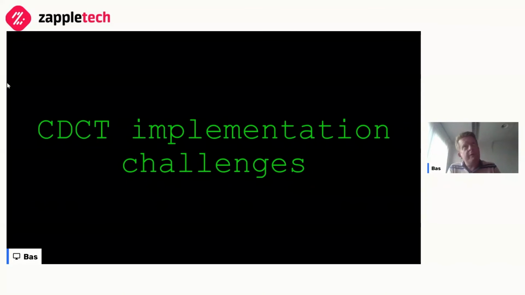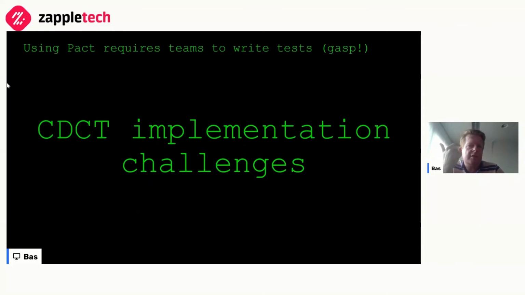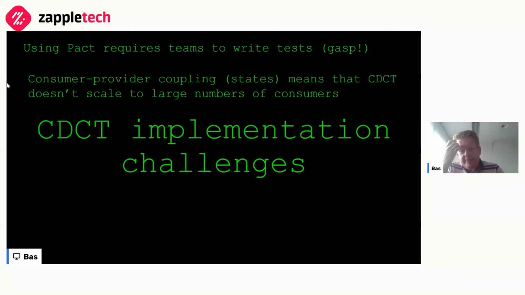But what I've shown you just now is not the traditional way, but the consumer-driven way of doing contract testing. But it has some implementation challenges. First of all, it requires teams to write tests. The contracts are only generated when tests are run. There's still some coupling between the consumer and the provider by means of those states that you've seen, which means that consumer-driven contract testing doesn't always scale well to really large numbers of consumers.